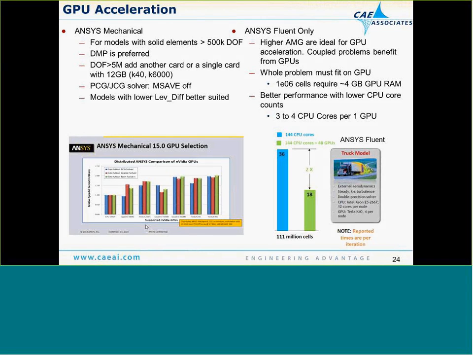A couple rules of thumb for ANSYS mechanical: if you're going to use GPU acceleration, you want models that are on the order of 500,000 degrees of freedom or higher, and it is preferred that you run in a distributed memory parallel environment. For problems greater than 5 million, you're going to need at least 2 cards or one very large memory card. For PCG and JCG solvers, they recommend having MSave off, and models that tend to have a lower level difference are better suited for GPU acceleration.